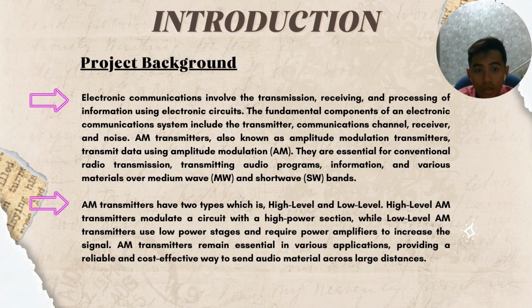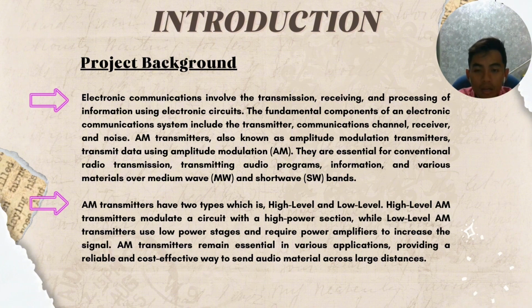Next, let's go to the introduction. For the introduction, we have the project background. Electronic communication involves the transmission, receiving and processing of information using electronic circuits. The fundamental components of an electronic communication system include the transmitter, communication channel, receiver and noise. An AM transmitter, also known as an amplitude modulation transmitter, transmits data using amplitude modulation. They are essential for conventional radio transmission, transmitting audio programs, information and various material over the medium wave and short wave band.